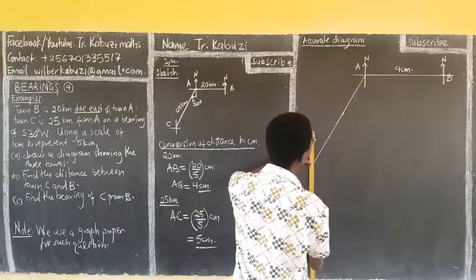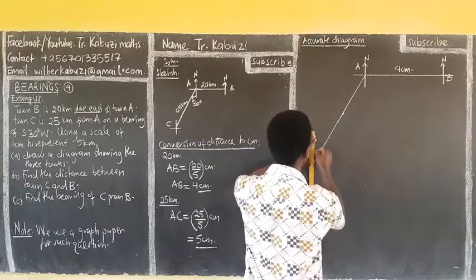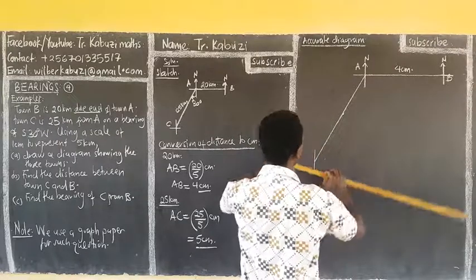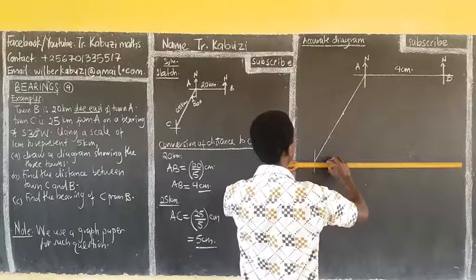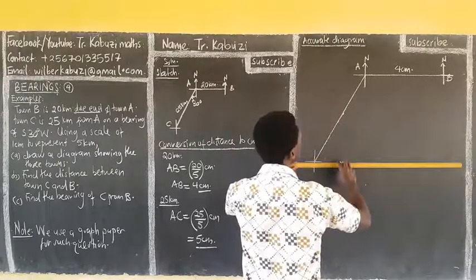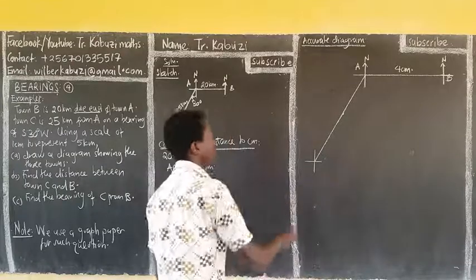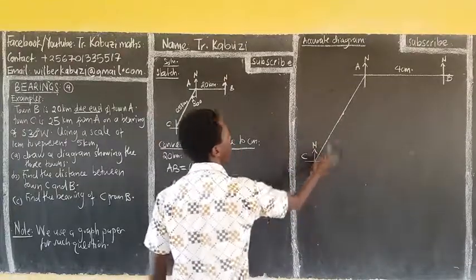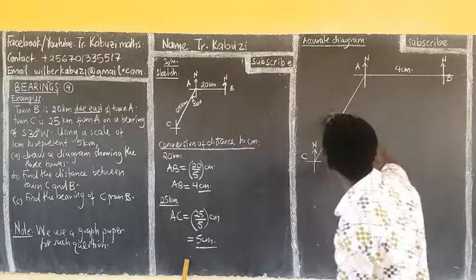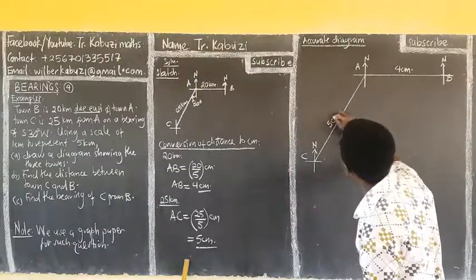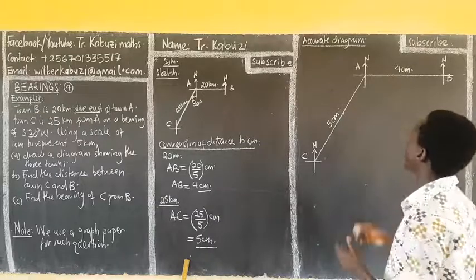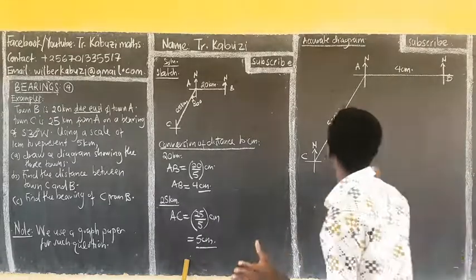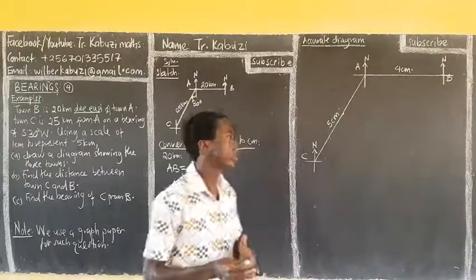So where they are ending, now you draw a compass. So now, this one is going to be my town C. This is my north. And from here up to here, we have seen it's going to be 5 centimeters. So now, members, I have finished representing it on a graph. That's what you should also do.